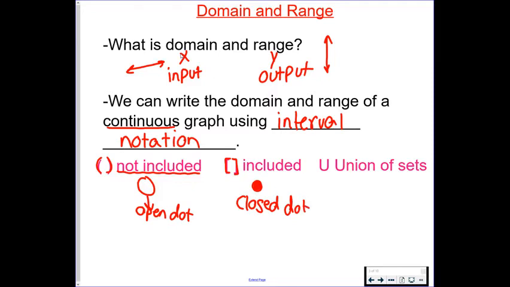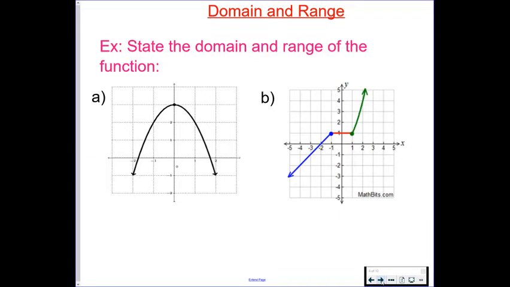So an open hole is not included, closed hole is included. And then a U represents a union of two sets. So we're going to use these three symbols today to analyze the domain and range of different graphs. Let's go and start with our first example.